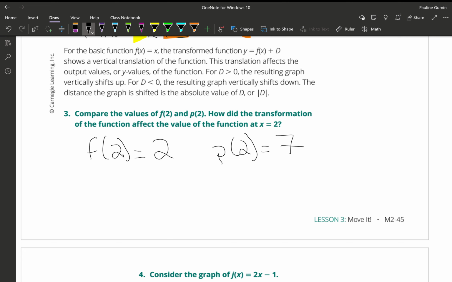So how did the transformation of the function affect the value of the function at x equals 2? What happened to go from 2 to 7 is we went up by 5. Yeah, from 2 to 7 is 5. Beautiful.